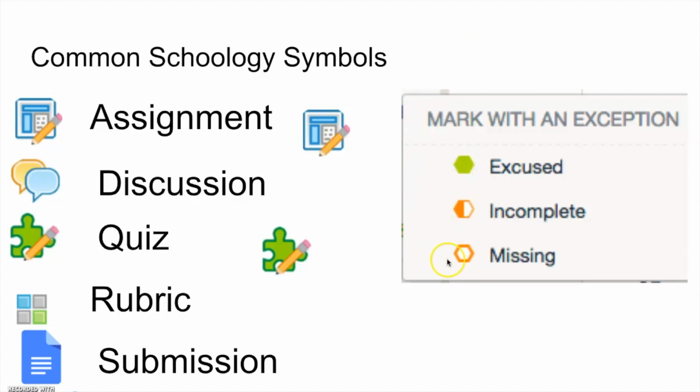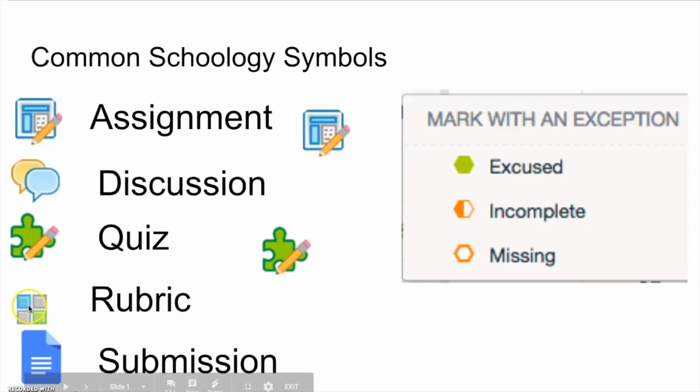If a student has incomplete or missing assignments, that'd be a topic for discussion that you might want to have with your student. This icon means an assignment, so something the student needs to do. This is for a discussion, which the teacher might also grade, but that's usually done in class. This is a quiz, if you see this little icon, the puzzle piece. This is for a rubric.